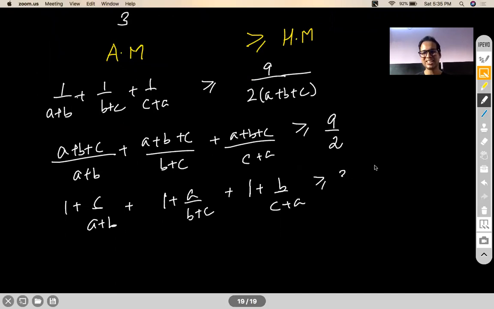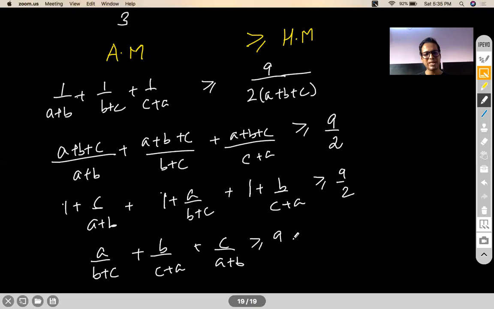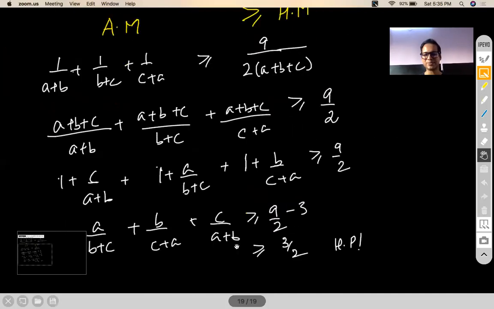Okay. Take this 1, 1, 1 on the other side, and you are able to show that A by B plus C, B by C plus A, and C by A plus B will be greater than 9 by 2 minus 3, which is nothing but greater than 3 by 2, hence proved. Okay, so this term is what we have got over here.